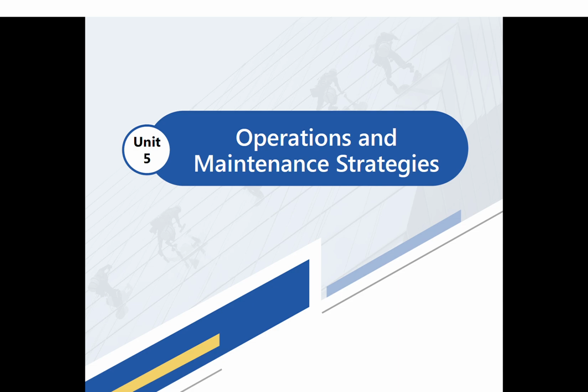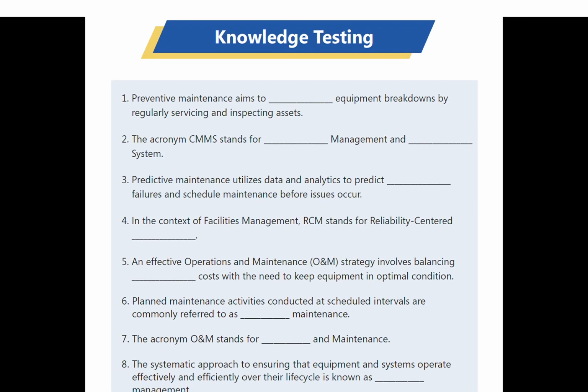For example, you buy a bicycle and you should know how to operate and maintain it in the right way. That particular bicycle could actually last much longer. So with operating and maintenance, there are a few knowledge tests we want to try out first.